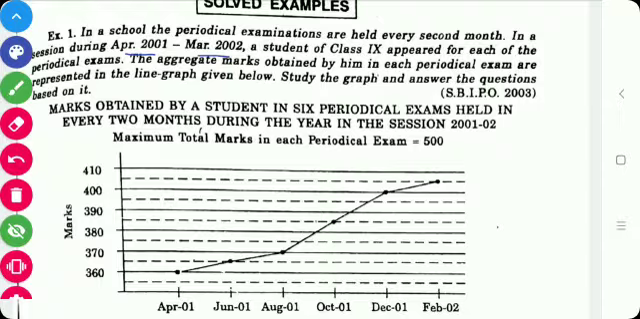So here are the marks obtained by the student in 6 periodical exams held every 2 months during the session 2001 to 2002. The maximum total marks for each periodical exam is 500. So these are the marks and these are the 6 exams. Okay. So on the x axis there are the exams and on the y axis there are the marks.